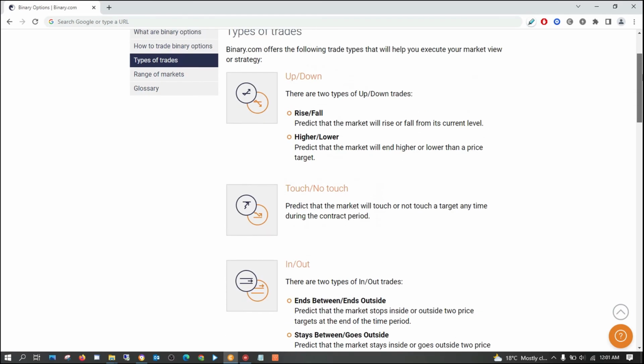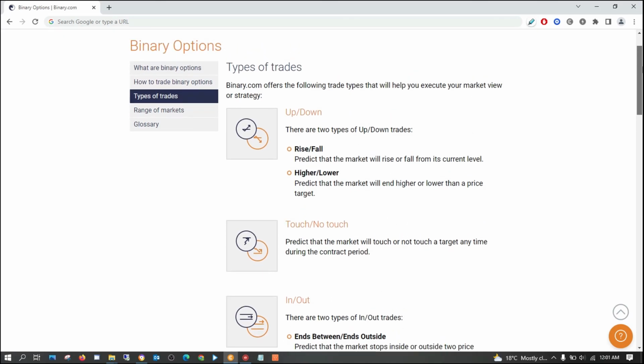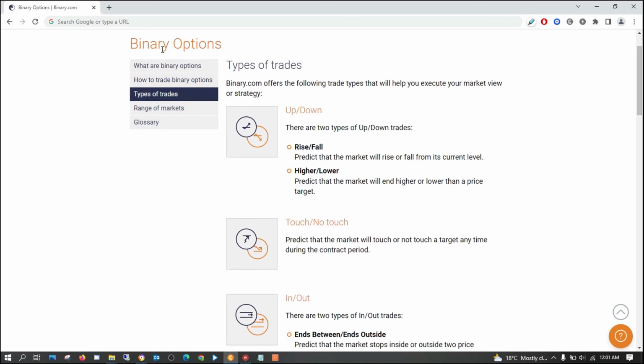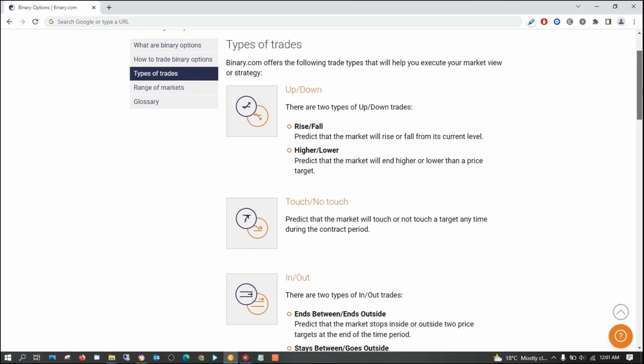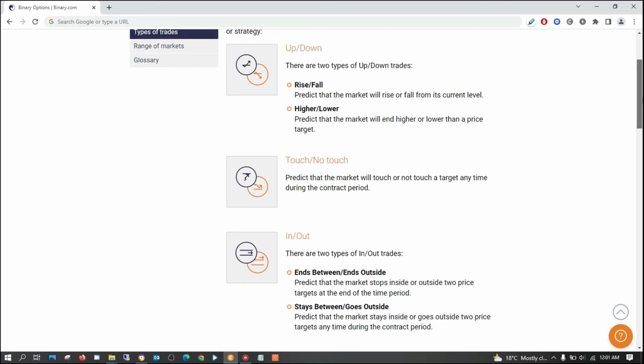So this is the third tutorial of our starting with the binary series, and today was the types of trades. If you haven't understood anything, just go and rewatch that video again, and you can also read what I'm reading here so that you can get it.